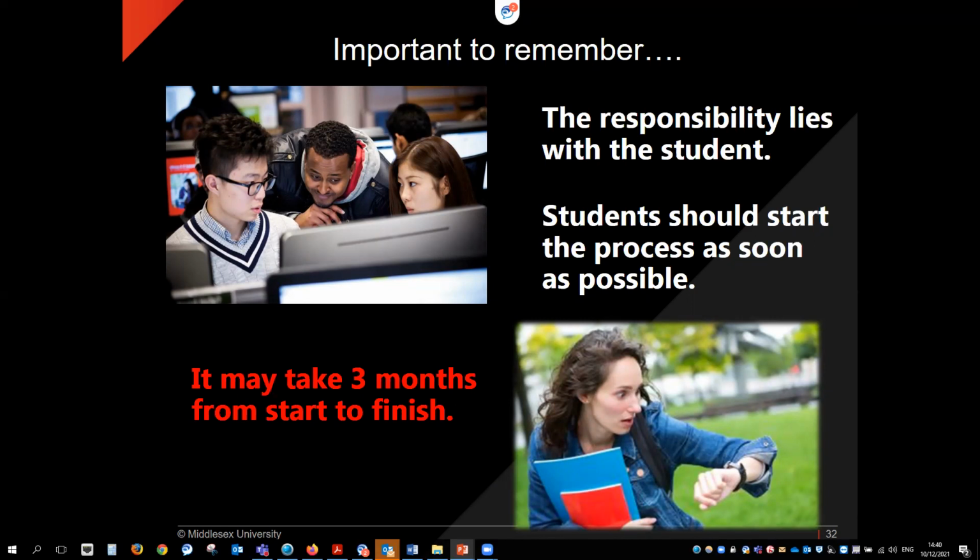If they don't have a condition in year 1, they can apply in year 2 or whenever they have been approved for, whenever they have medical evidence for their condition. Okay, but we usually recommend to start as soon as possible.